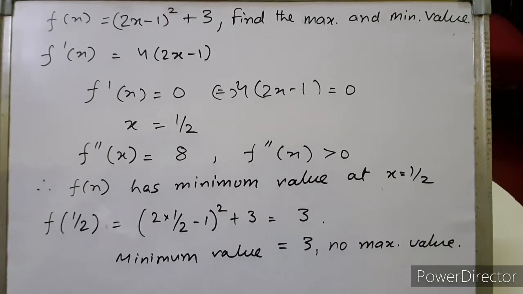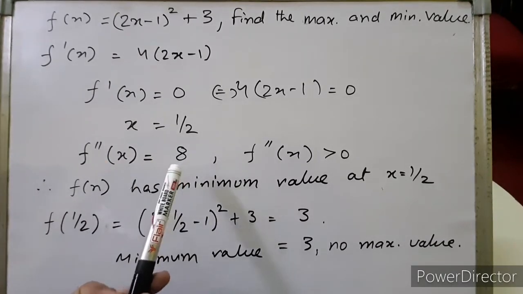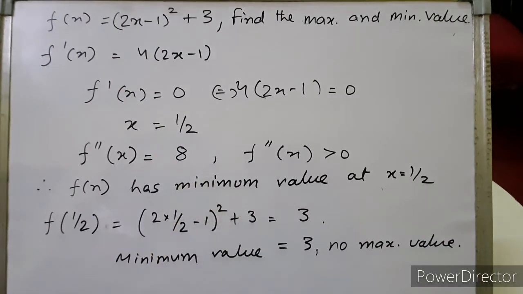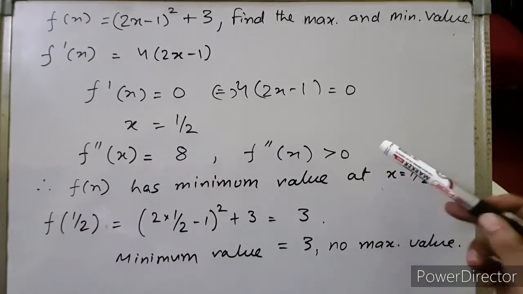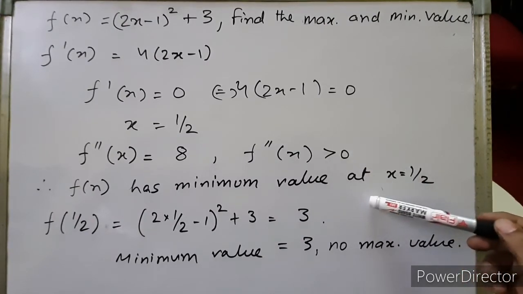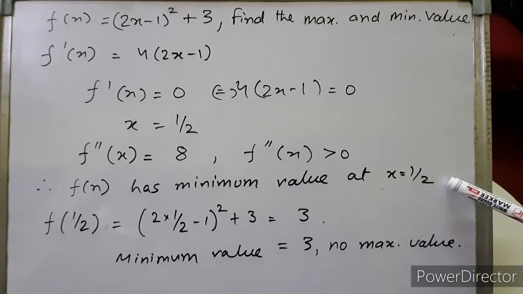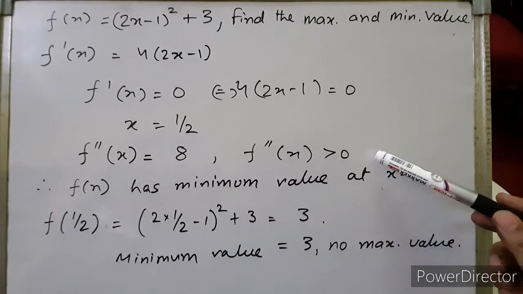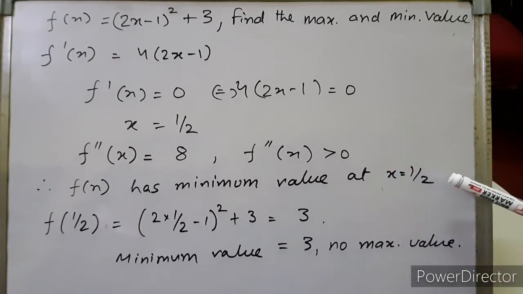What we'll do, we'll again differentiate this function. We'll find the second derivative of the function. So when we do that, what we'll get? We'll get 8. 8 is a positive value. So now we can say that the second derivative of the function is greater than 0. This means that f(x) has a minimum value at x equals 1 by 2. We have discussed that when the second derivative is positive, then the function will have a minimum value at that point. If the second derivative is negative, then the function must have a maximum value at that point.